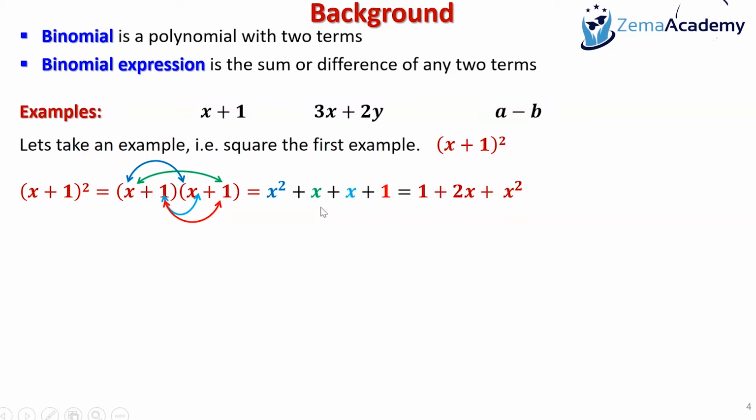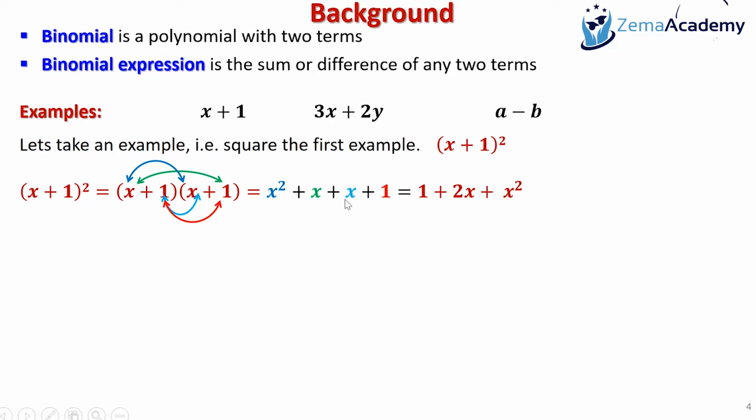I have tried to color code the answer so that you can see that when you are multiplying x with x, you are getting x square. When you are multiplying x by 1, you are getting x. When you are multiplying 1 times x, it's x. And when you are multiplying 1 by 1, your answer is 1.